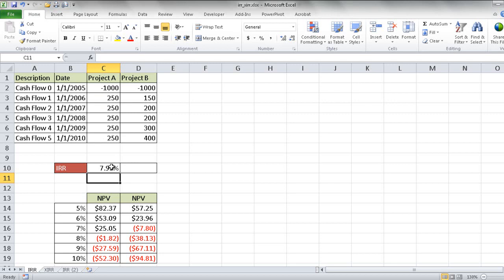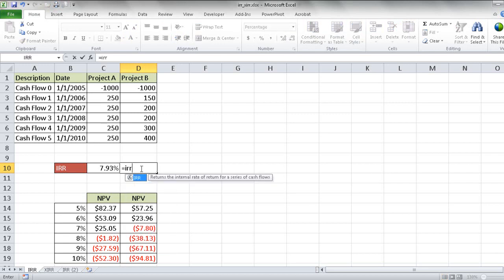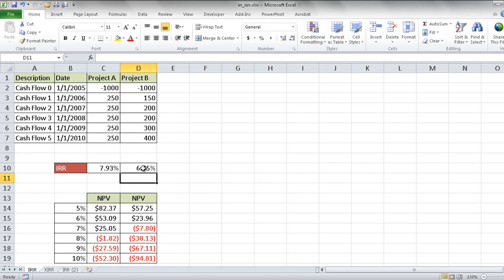But what if we have a comparison? What if we have Project B? And in Project B, we are estimating that we're going to get these particular cash flows, and they vary. That's still okay using IRR, and it's going to be the same arguments, IRR. We're going to have our values here, selecting our initial output, that's how much we're going to invest, and then the cash flows that we're going to get. Press enter, and you can see that the internal rate, or the IRR, is less. So we would choose Project A over it.